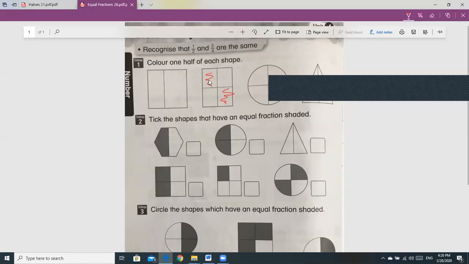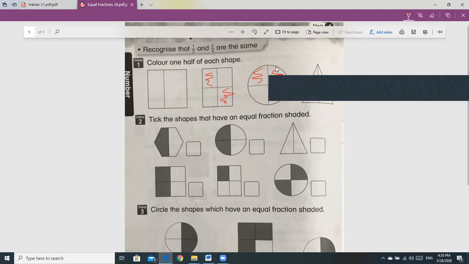Here, I colored 2 from the 4. This shape is also cut into 4 parts. What is half of the 4? 2. So we take 2 from 4, and we said 2/4 and half, they are equal.